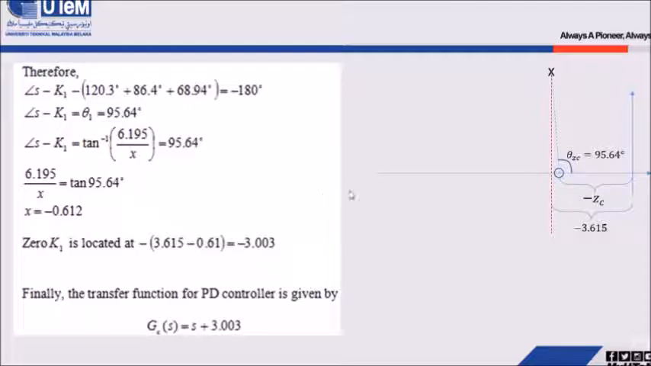The value for zeta omega n based on the compensated dominant pole is already known, equal to negative 3.615. Based on this data and this one, we can find the location of ZC by subtracting this current zeta omega n with this x, and then we get negative 3.003. So from here, we know that ZC is equal to negative 3.003. Based on this information, the transfer function for the PD controller that we have designed is Gc(s) equal to s plus 3.003.